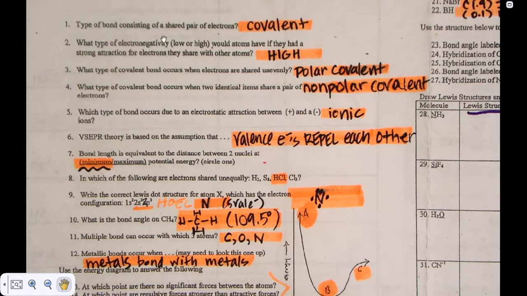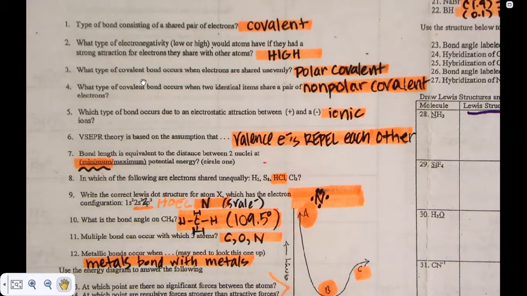Number 1, the type of bond consisting of a shared pair of electrons is a covalent bond. Number 2, the type of electronegativity that an atom would have if it has a strong attraction for the electrons they share with other atoms, that is a high electronegativity. Remember, electronegativity is the ability of the atom to pull the electrons towards itself when it's in a compound.